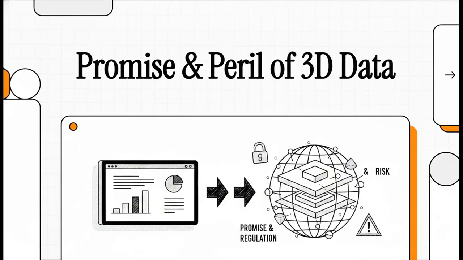Welcome to this explainer. Today, we're diving into the wild evolution of data. We are going on a journey from the flat 2D screens we stare at every single day, straight into fully 3D immersive environments. And, crucially, we're going to unpack the profound, and sometimes pretty scary, safety risks that come with this massive technological leap. It's a fascinating transition, and it's happening a lot faster than you might think.